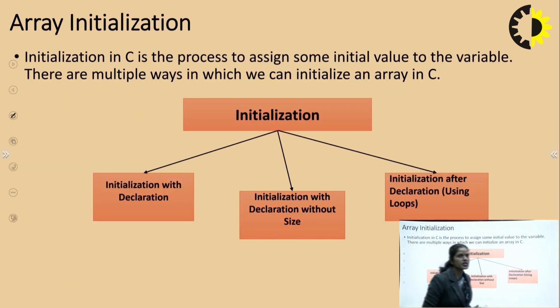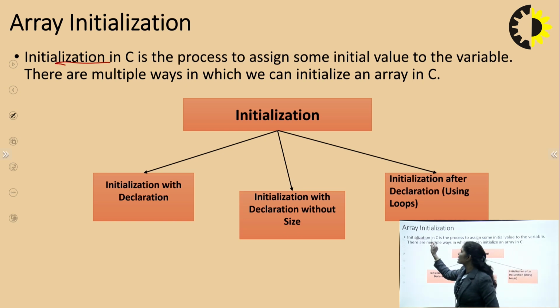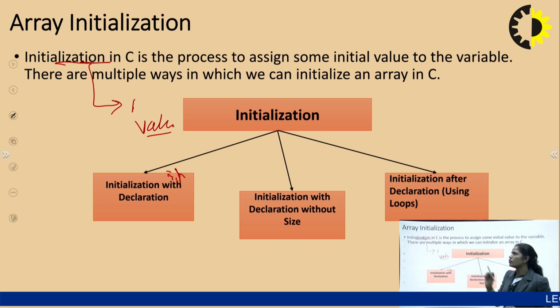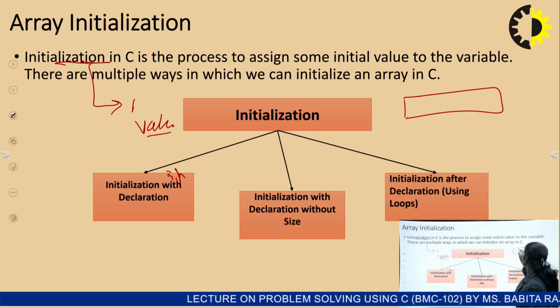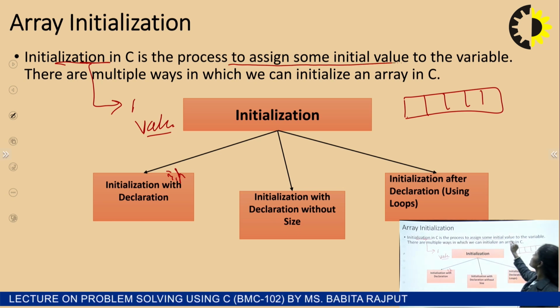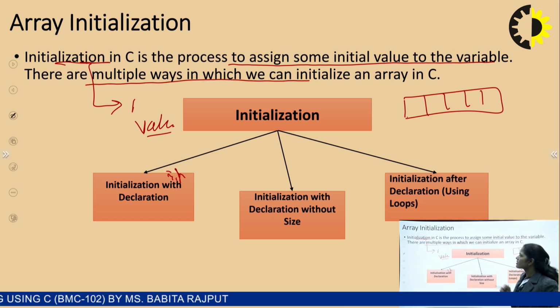Next we will talk about the initialization process of the 1D array. What is the meaning of initialization? Initialization is providing the value, giving the value or input, that is, the initial value of that particular variable. Here we are talking about array initialization, that means we are providing some values so the array has some inputs. Initialization is a process to assign some initial values to that variable. There are multiple ways in which we can initialize an array.